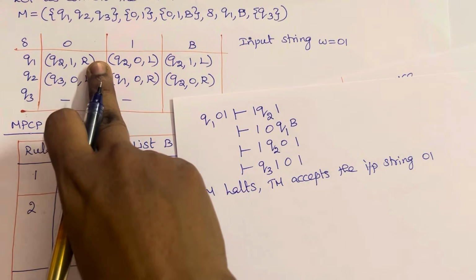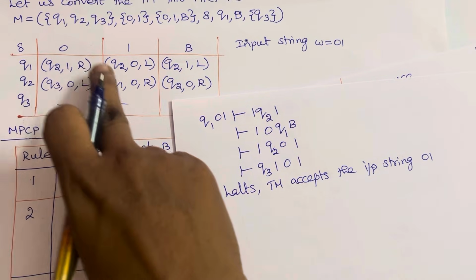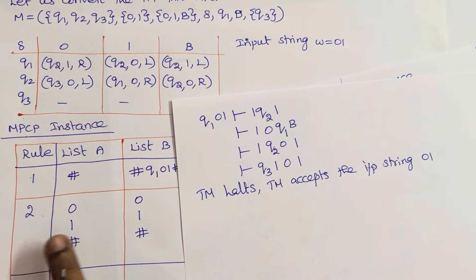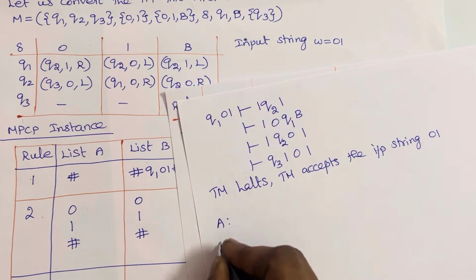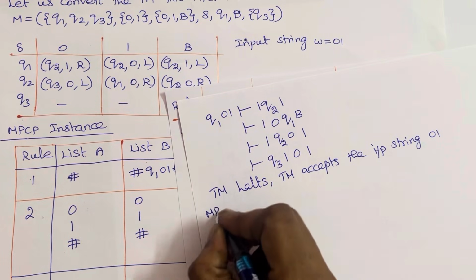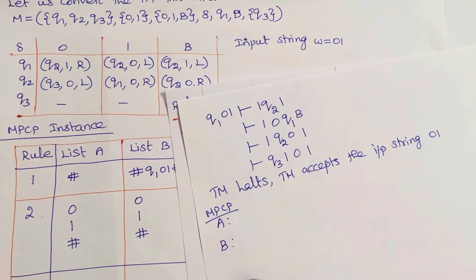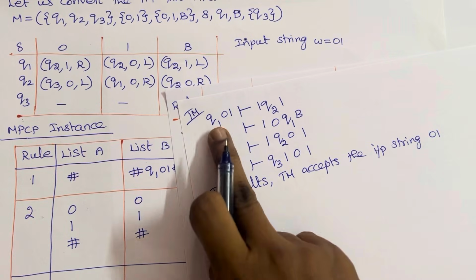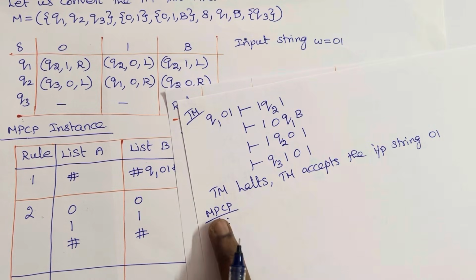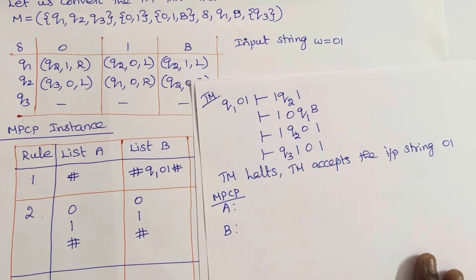So the Turing machine accepts the input string, and we have to check whether this is the equivalent MPCP instance for the given Turing machine. For that we need to check whether this MPCP instance has a solution or not. So solution means we need to check whether the list A and B have the same string or not, right? This is the Turing machine. We are checking whether the Turing machine accepts the input string. Now we need to check whether the MPCP instance has a solution.